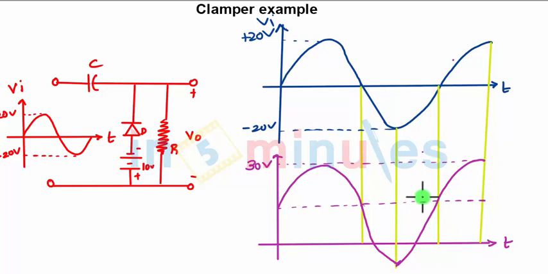In order to find the zero axis, or we can say the DC shift, 30 minus 20 will give you the x-axis, and below the x-axis we will have the 20 volts. So peak to peak we get 40 volts. This is how we need to do the analysis for the input when it is a sine wave for the clamper circuit.